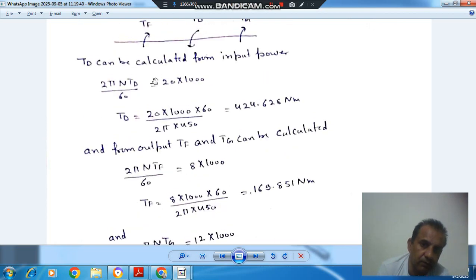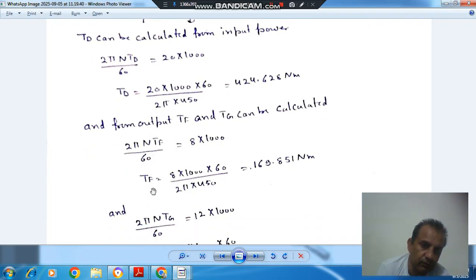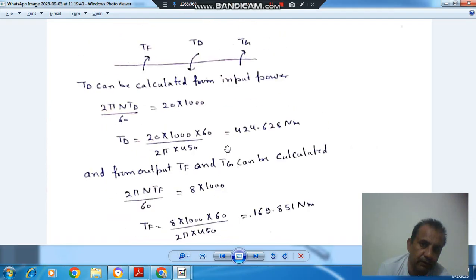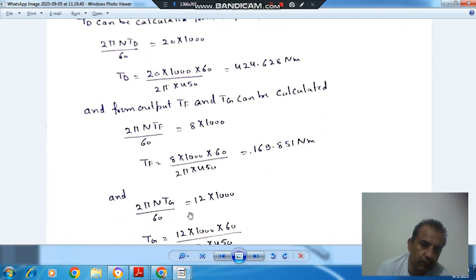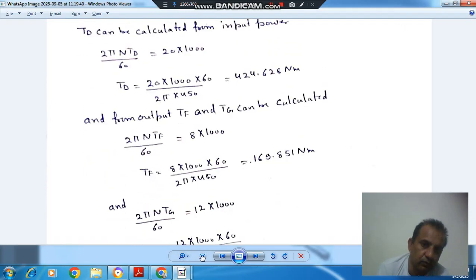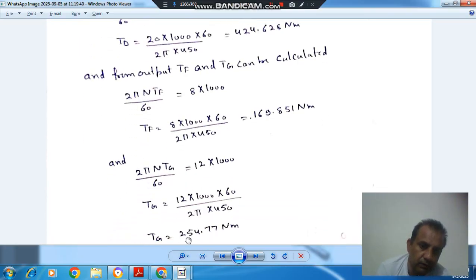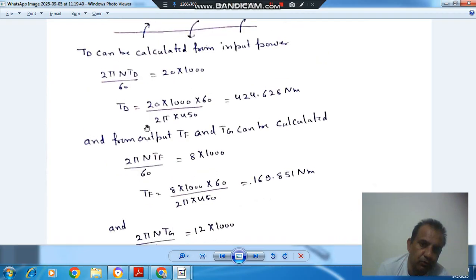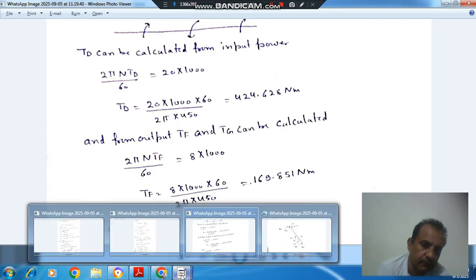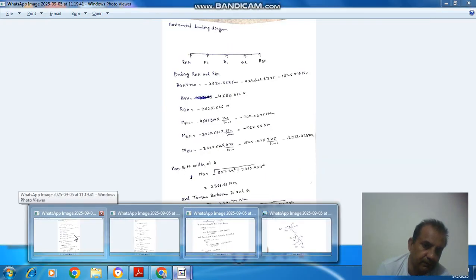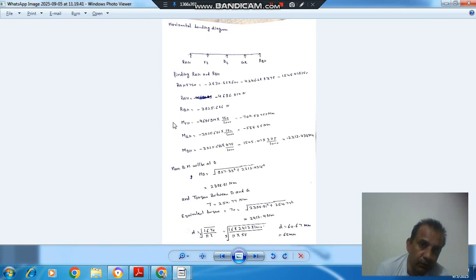Similarly, from 2πNT/60, because here the power taken is 8 kilowatt, we can calculate TF, and from the same formula we can calculate the other torque. Now this portion will be subjected to this amount of torque, that is 254.73, and this portion will be subjected to this amount of torque, that is 169.851. So now we will analyze the loading.